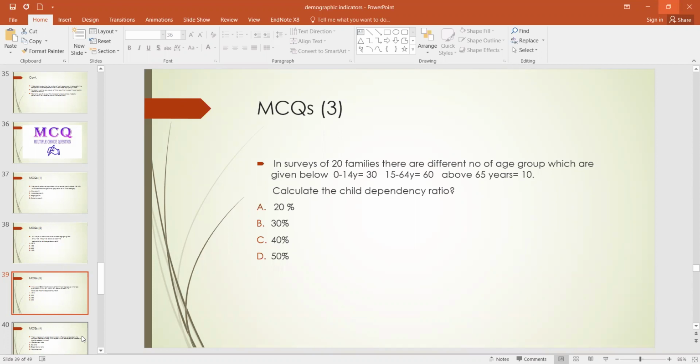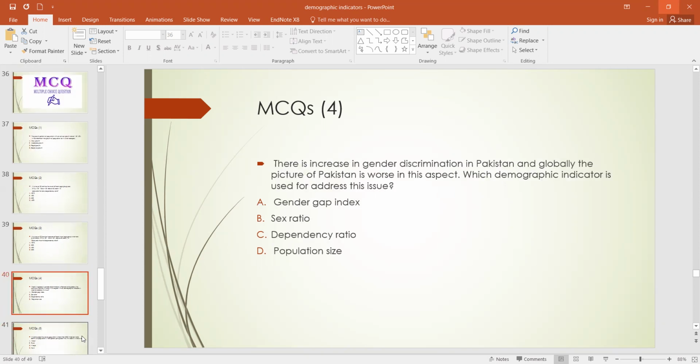D is the right answer, 50. Because 30 divided by 60 equals 0.5, and again multiply by 100, so the answer is 50. We cannot use the 10 in this calculation because this figure is above 65 years. D is the right answer, 50%.